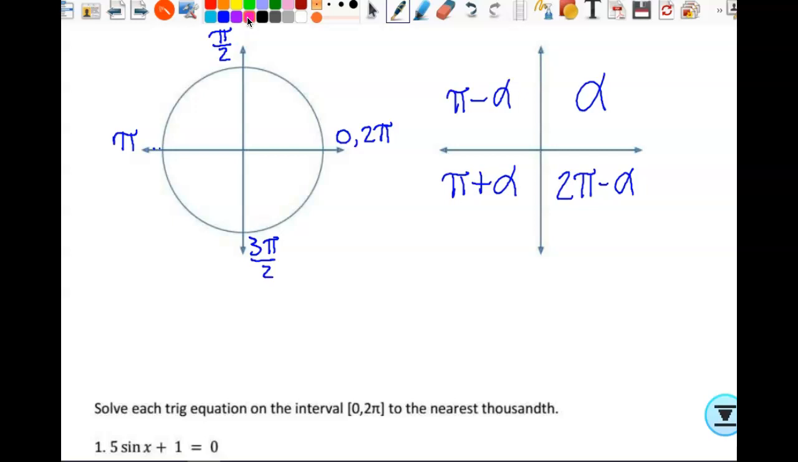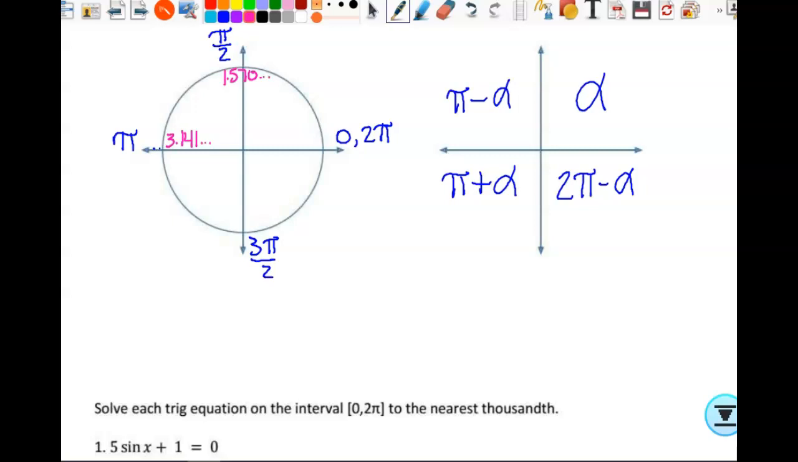We know that this is 0. So pi, decimal-wise, is about 3.141, right? So that means that pi halves is half of that, which is about 1.5, right? So it's really 1.570, and so on.